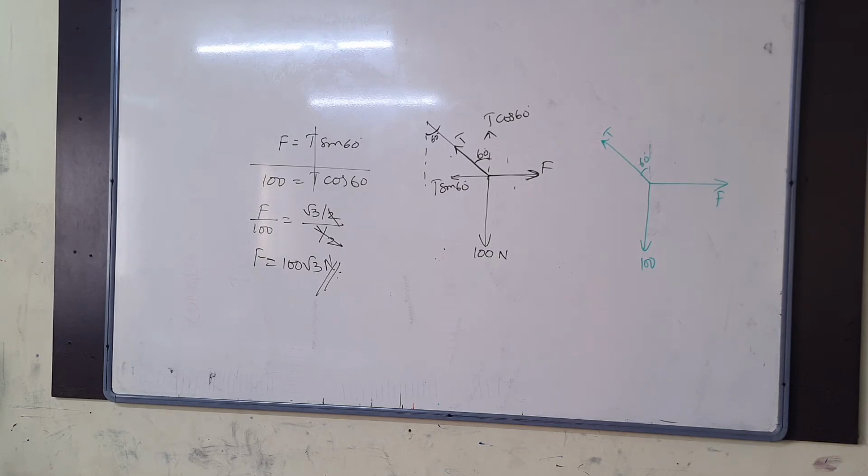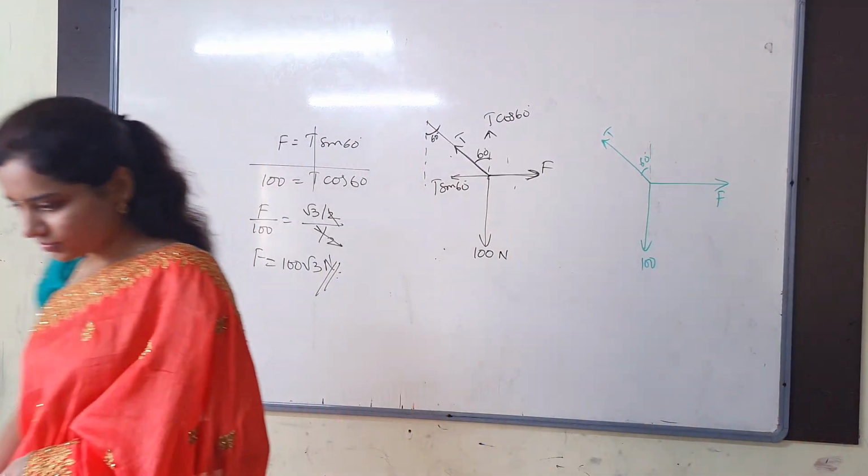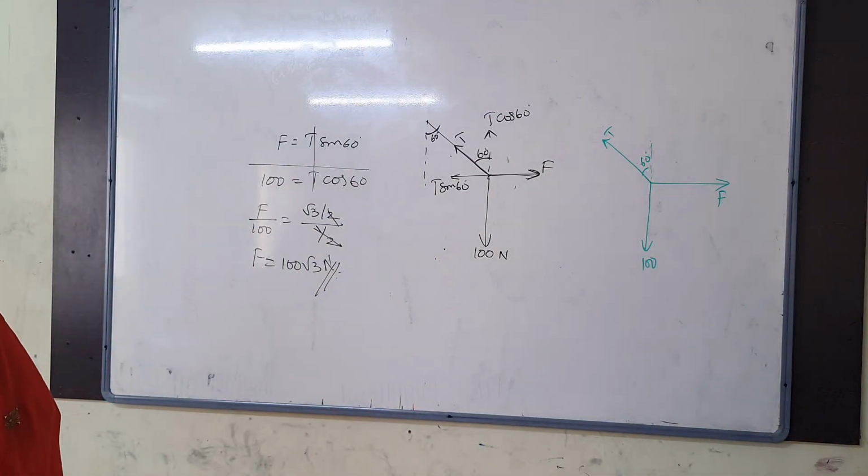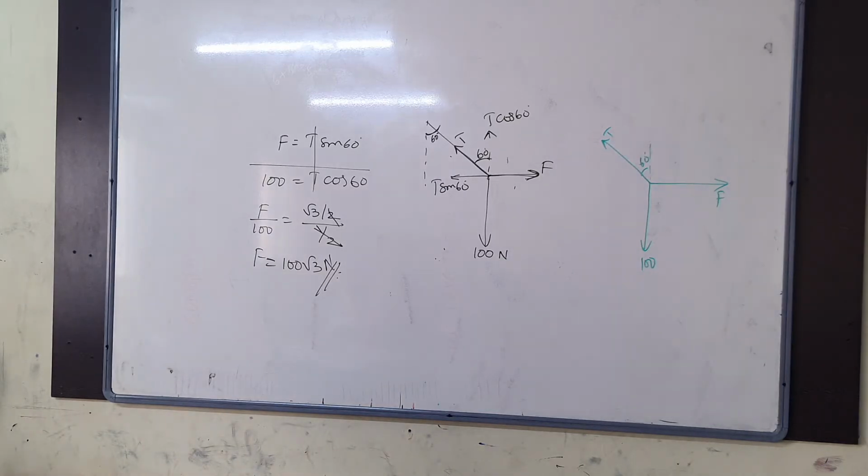100 root 3. Got the answer? Very good. You got it? Yes, very good. What about you girls? 100 root 3. Why 50 here? The T value you got. F is 100 root 3 only. Very good. What about you, Kushi? Got it now. Yes, very good. Check that; I'll explain fast.